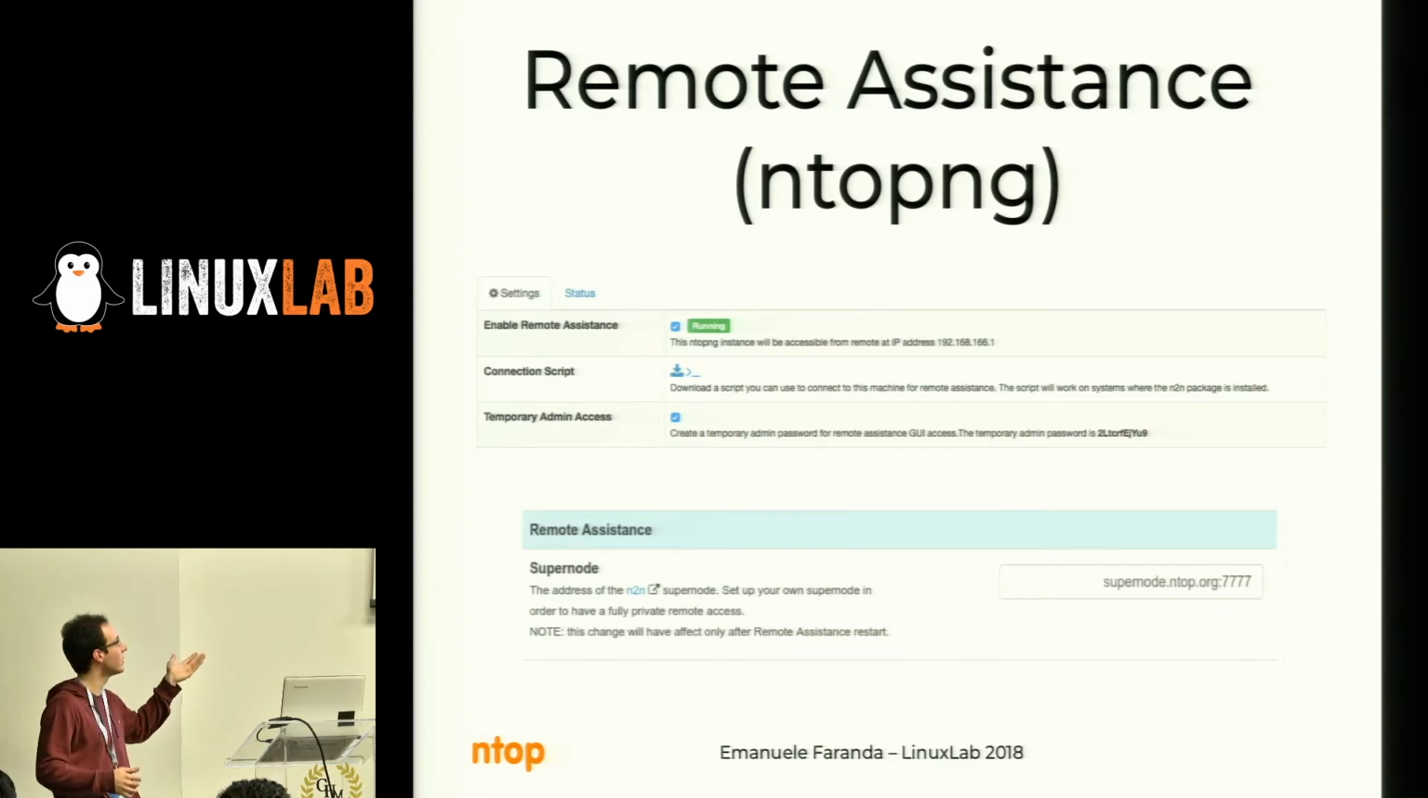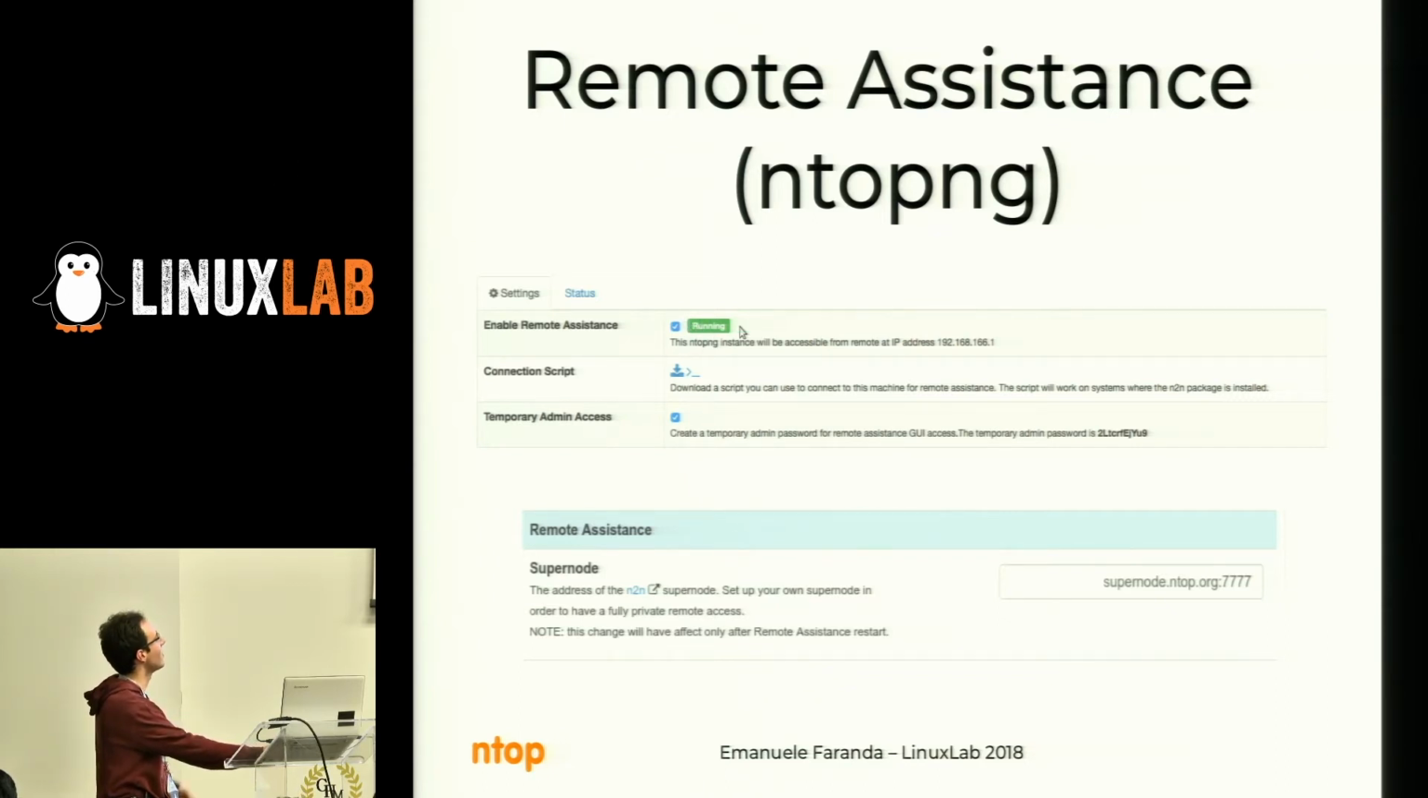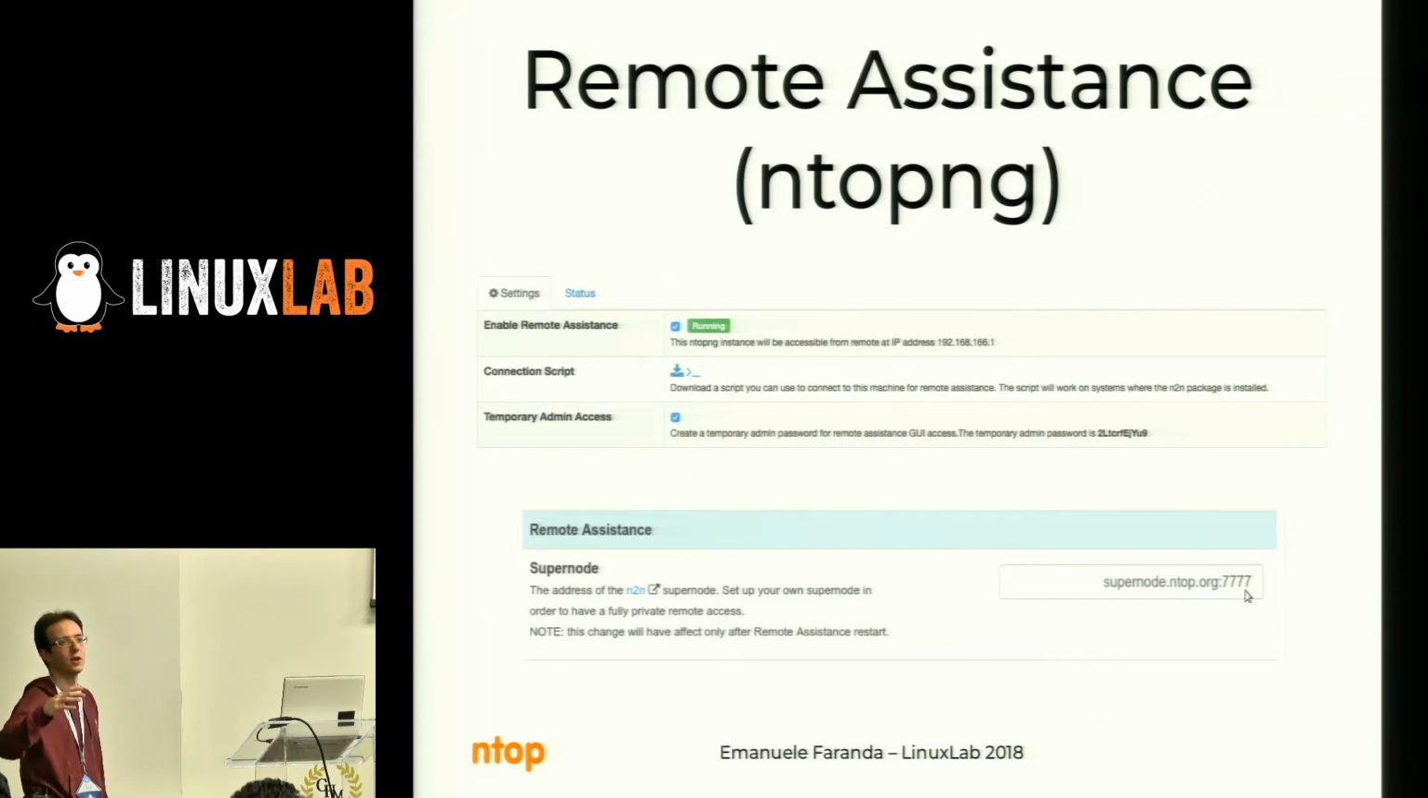So that we can connect to the n2n GUI, for example. With this configuration, the user can enable remote assistance, can download a connection script to send us for the connection. It can also enable a GUI temporary access with a password which is derived from the credential here. But this is a community project, and n2n is also a community project, so the users can also set up their own supernodes. This is our supernode, but if a user wants assistance from another user, and they do not trust us for some reason, they can use their own supernode here.